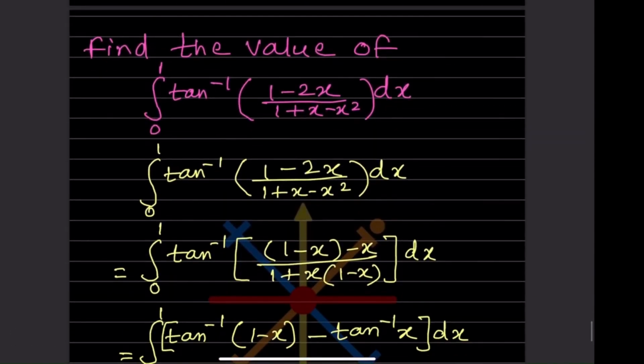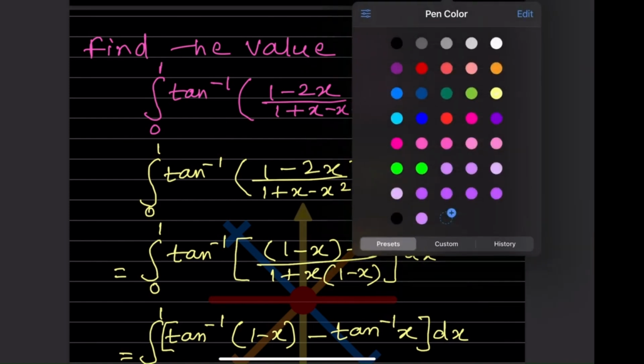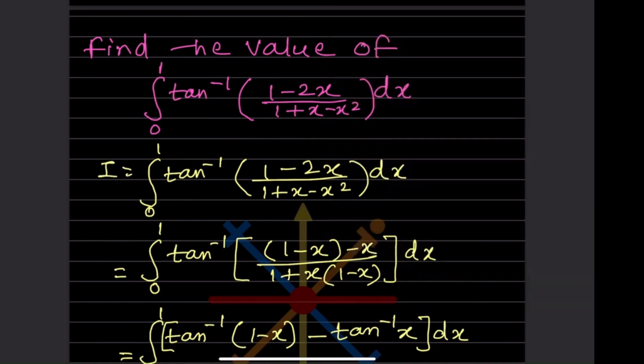Now let us find the value of the integration from 0 to 1 of tan inverse of (1 minus 2x) divided by (1 plus x minus x square) dx. So the same thing again here also, you can consider this as I. The same thing we have written over here.